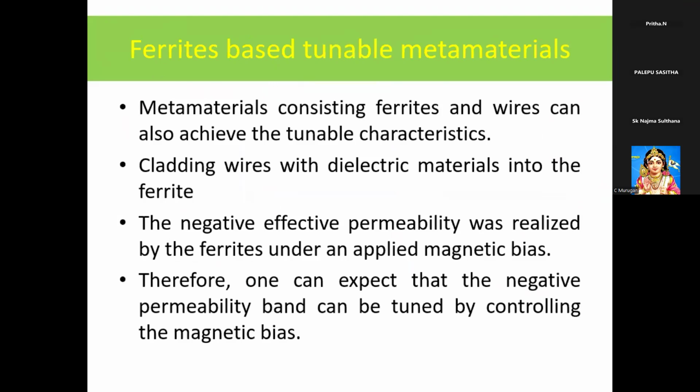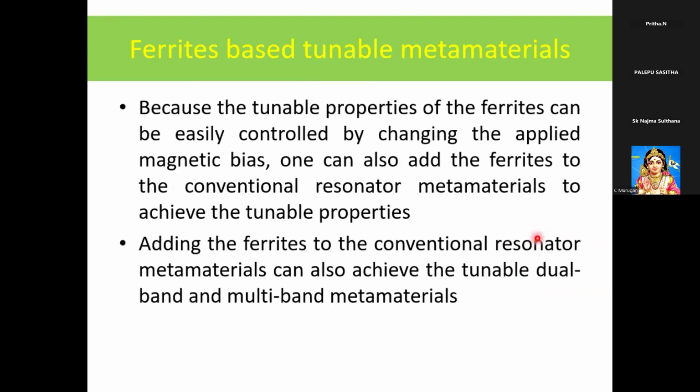Okay. And ferrites and wires can also achieve tunable properties, cladding wire dielectric materials into the ferrites. The negative effective permeability was realized by using ferrites under the application of a magnet. You can also use the ferrites and control the magnetic bias, by which you can control the properties.